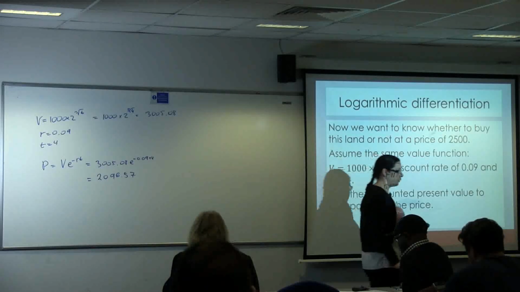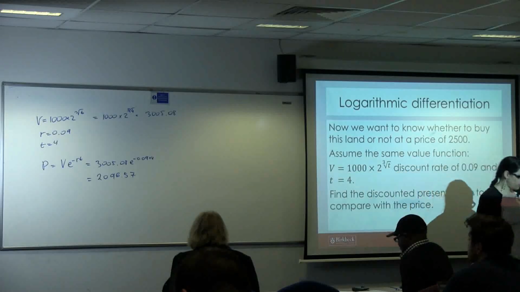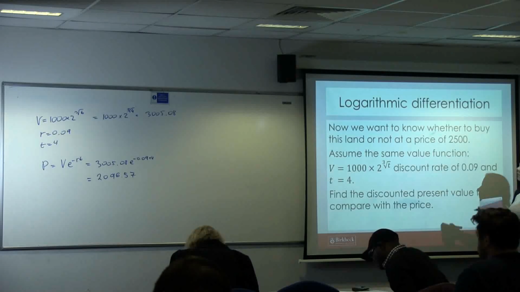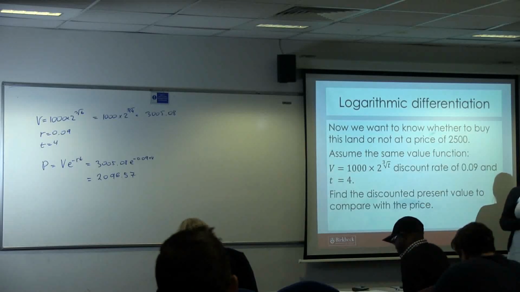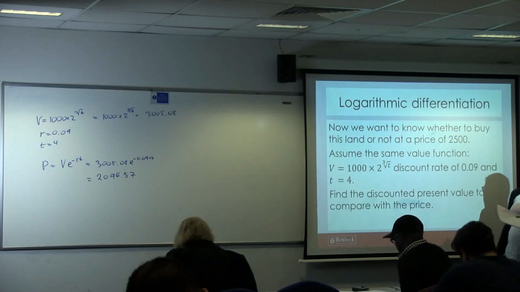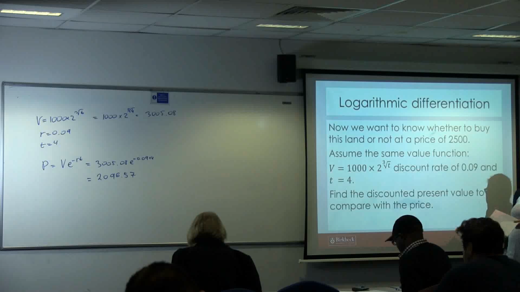So these are the numbers. What do they tell you? Would you buy or would you not buy? I would buy. Why would you not buy? It says just 2,500, and it's only worth 2,096.